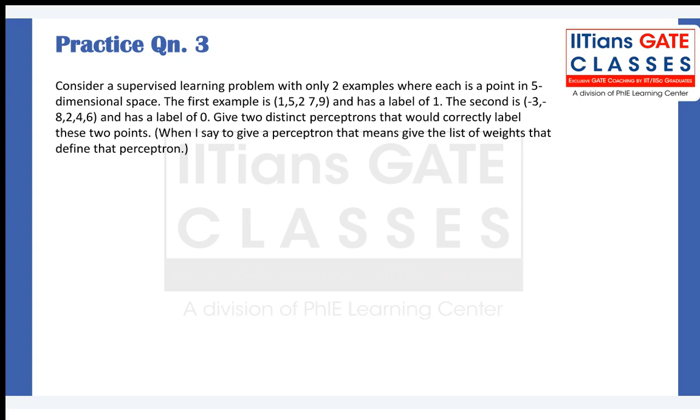There should be a comma here and has a label of 1. And the second is -3, -8, 2, 4, 6 and has a label of 0. Give two distinct perceptrons that would correctly label this point.